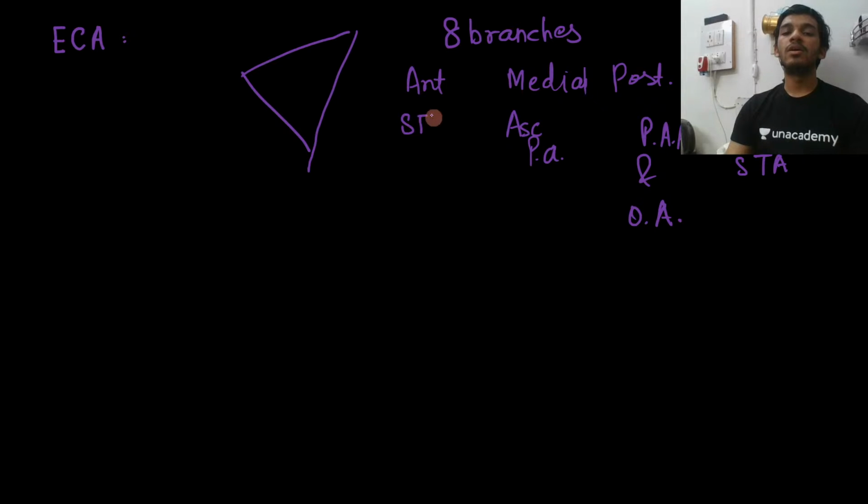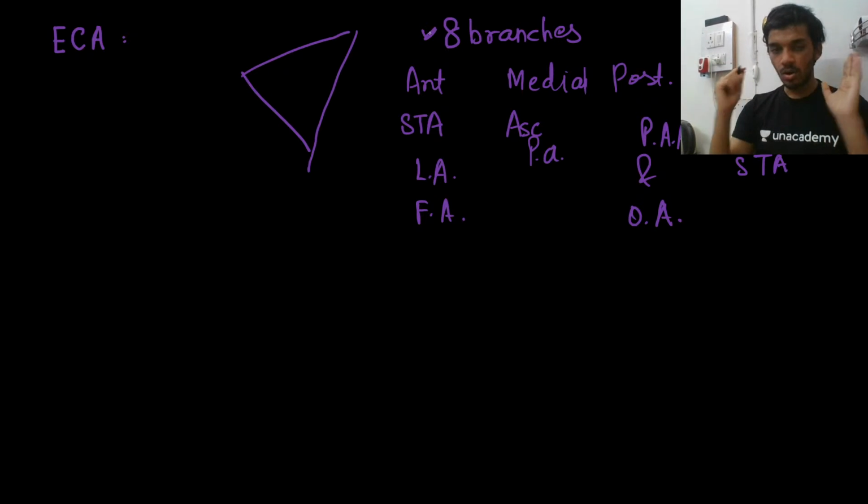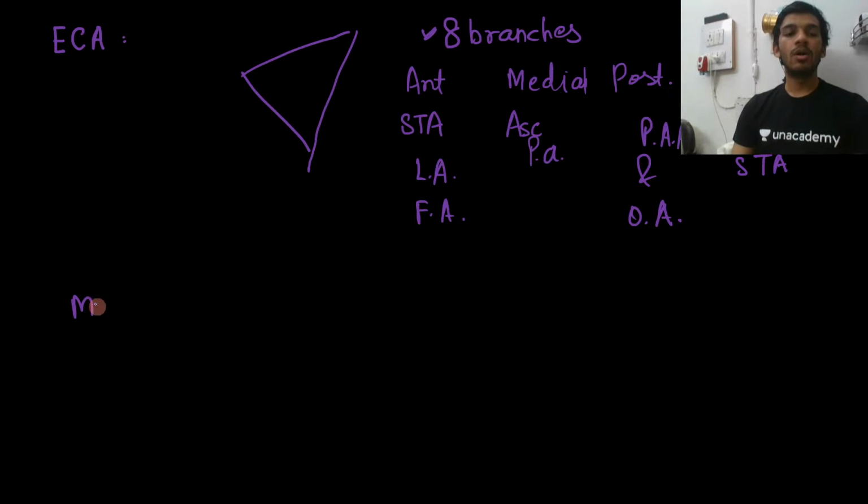So you have to think of the first branch, that is the superior thyroid artery. Then you have to think about the tortuous one, that is the facial artery, and it is in between the lingual artery. That is how you write down the 8 branches like a boss. Second thing that you should know is 2 arteries. We have to cover the maxillary artery and the facial artery. These are the 2 main important ones.